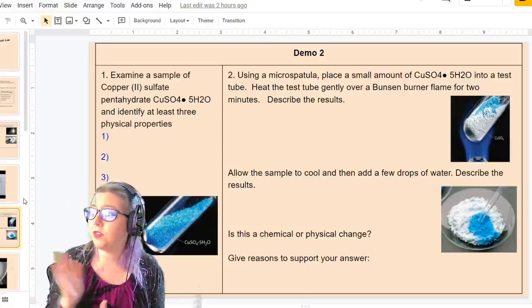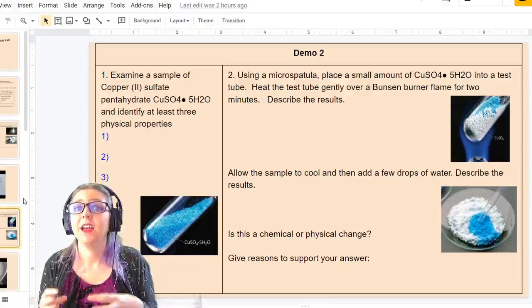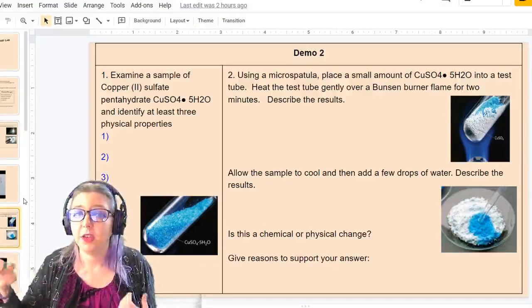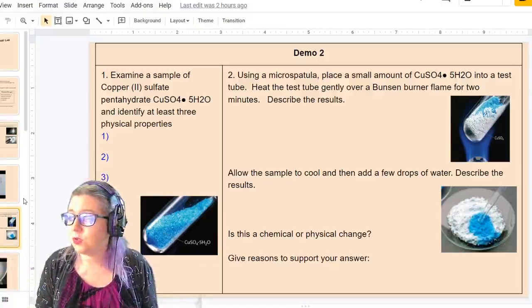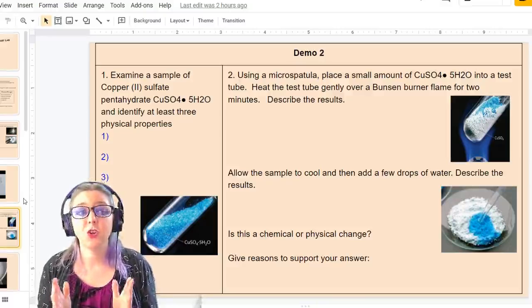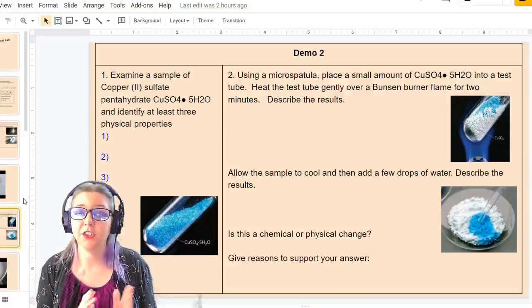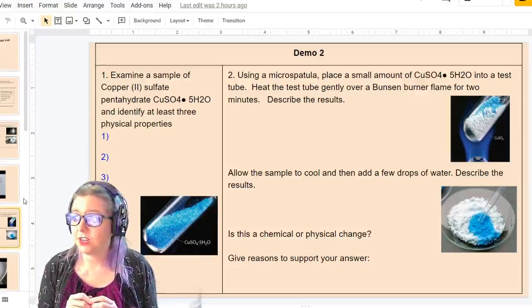So once we put it over the Bunsen burner flame, it started to turn white. That water evaporated out. My mixture was separated. Then, after it was cooled, some water was put back in and it turned back to blue. Now, a color change normally means that a chemical change has occurred. However, this is an exception. This was a physical change.